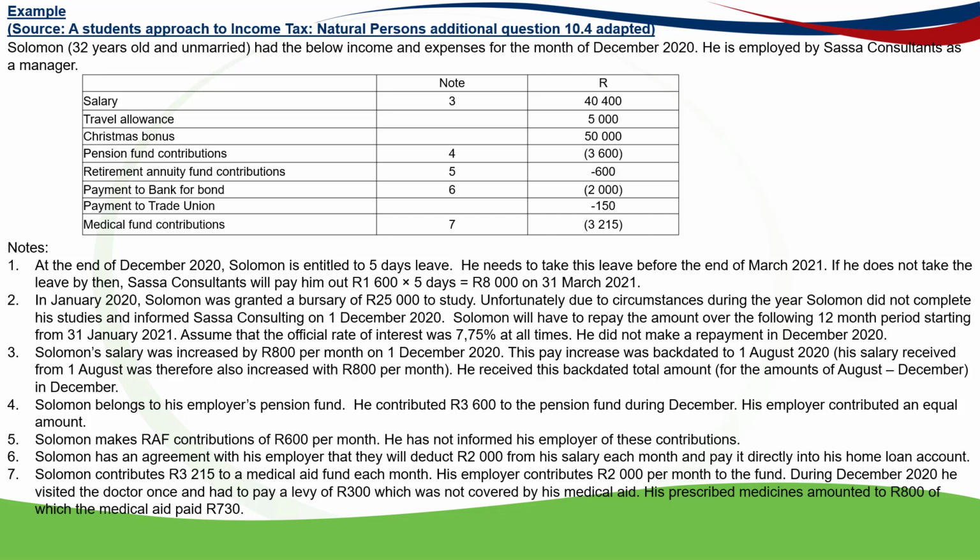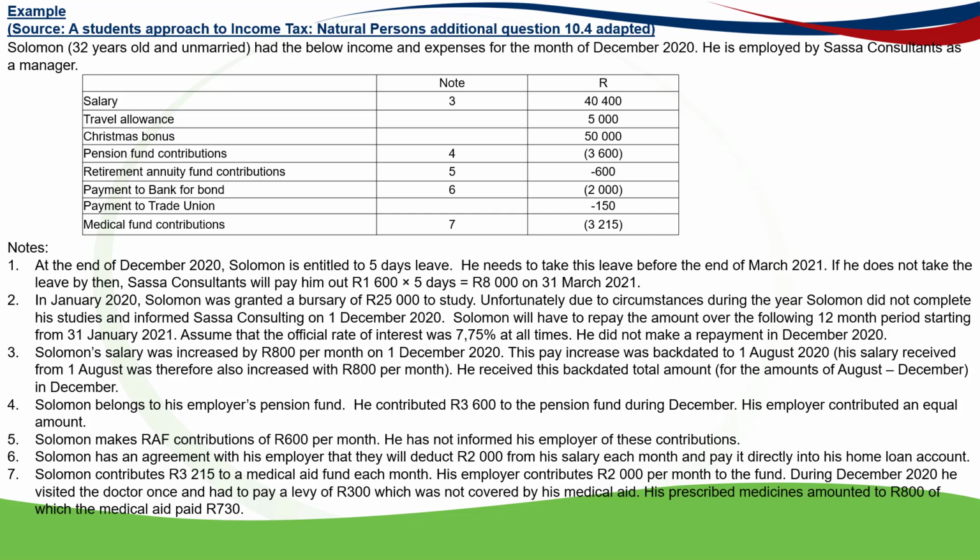Solomon's salary was increased by 800 per month on the 1st of December 2020. This pay increase was backdated to August the 1st, 2020. His salary received from the 1st of August was therefore also increased with 800 per month. He received this backdated total amount for the months of August to December in December.